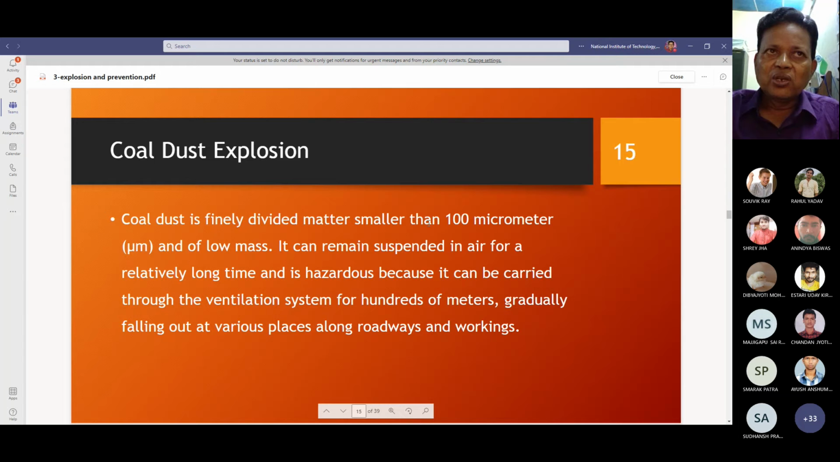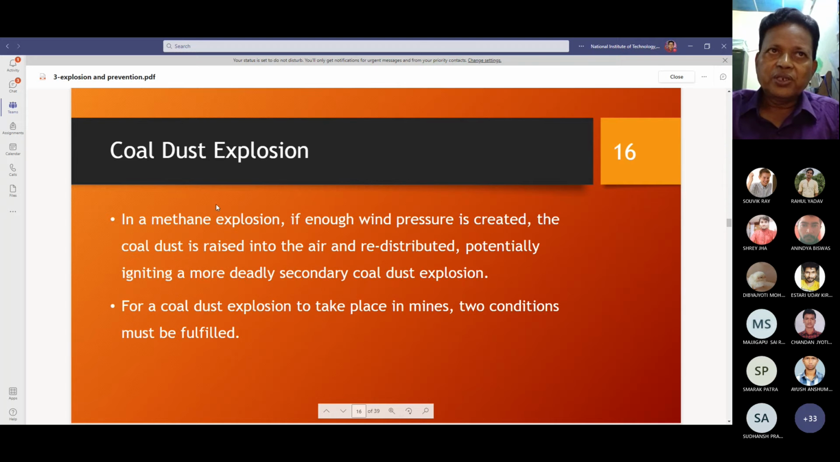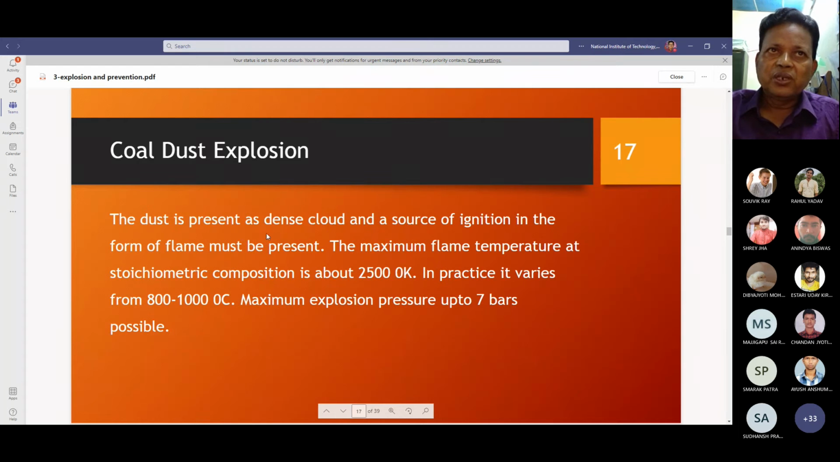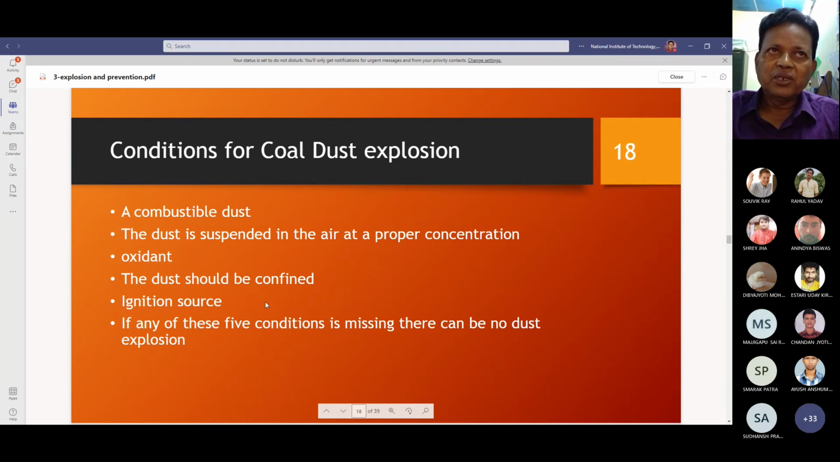Coal dust explosion also we have discussed. Coal dust is finely divided matter smaller than 100 micrometer and of low mass. We have discussed a great deal about the coal dust explosion. In a methane explosion, if enough wind pressure is created, the coal dust is raised into the mine air and redistributed, potentially igniting a more deadly secondary coal dust explosion. So coal dust must be present as a dust cloud, and a source of ignition in the form of flame must be present for the coal dust explosion to take place.